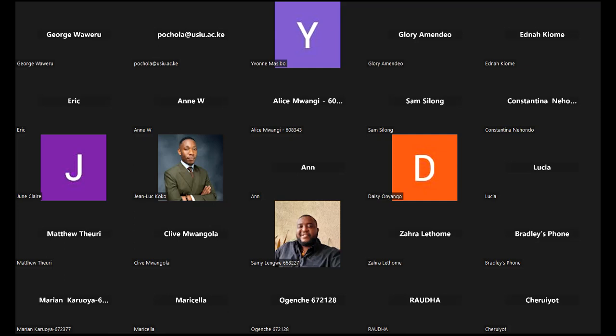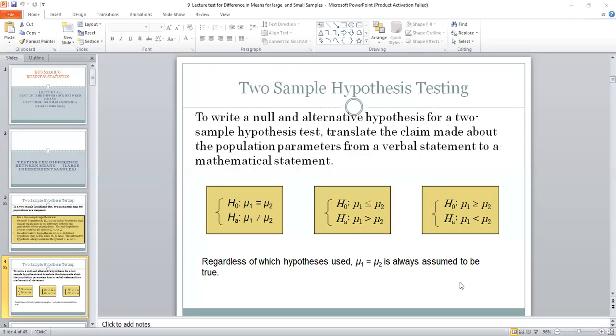Now, let me give you the general hypothesis for the independent sample tests, which I've designed here for you. As I said, hypotheses are written on the basis of the problem. So you have two populations. One is called population 1, the other one is population 2.